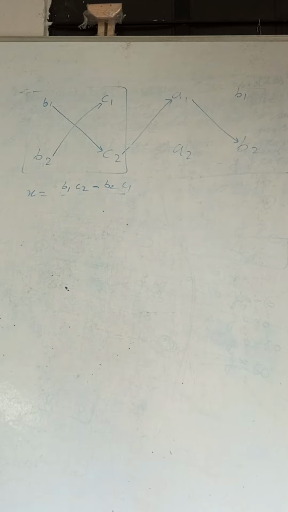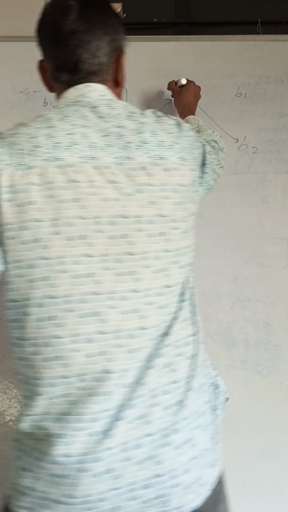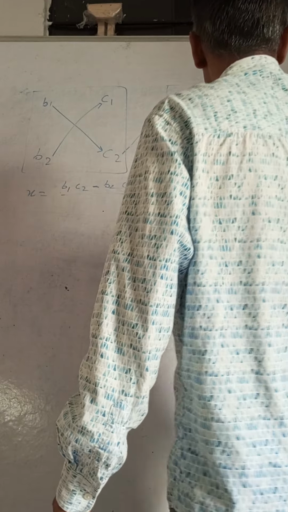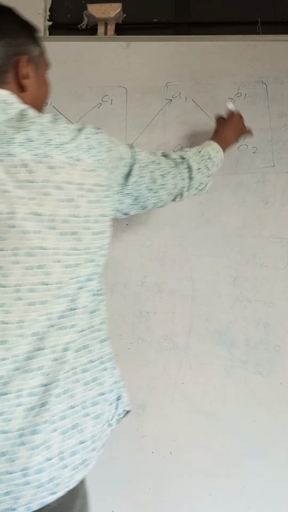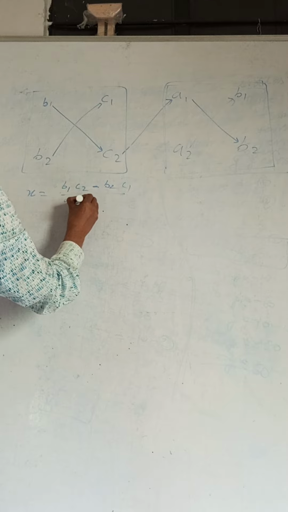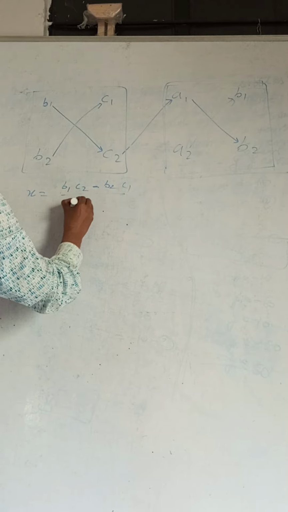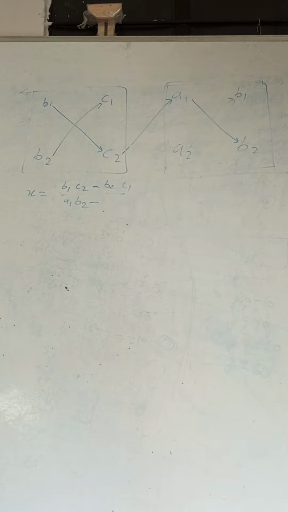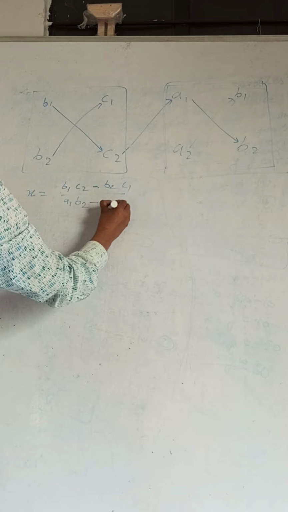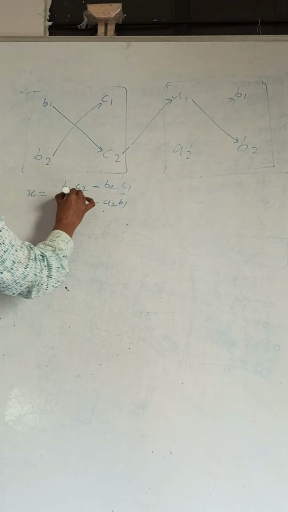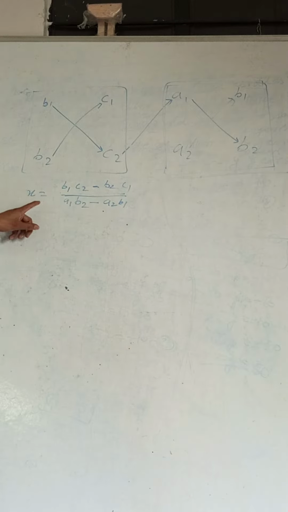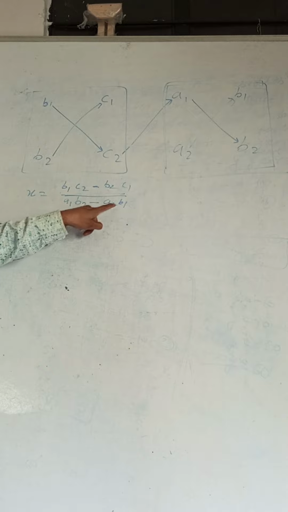Now, the downside. This is the downside, so what will come? A1 B2 minus A2 B1. This is the denominator for the x value. So x is equal to B1 C2 minus B2 C1 by A1 B2 minus A2 B1.